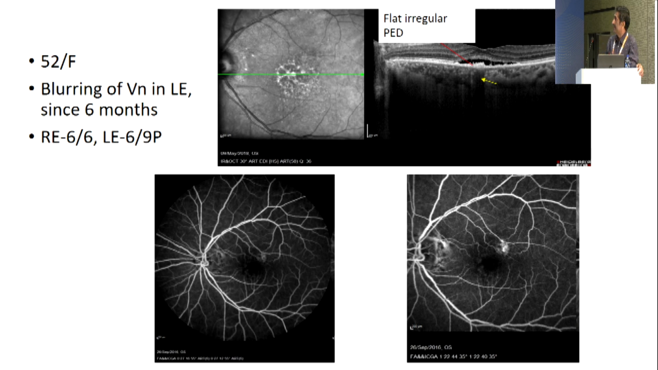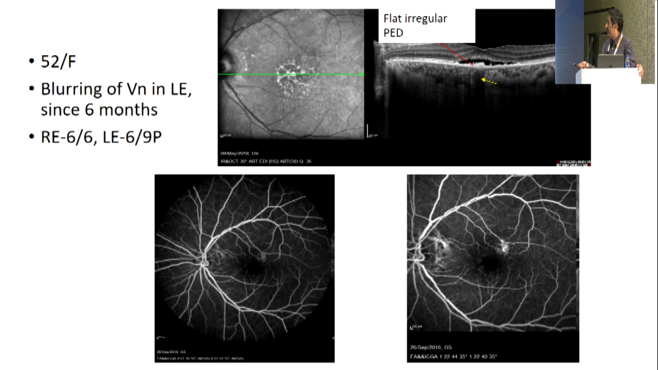And the other important group is patients with chronic CSCR who don't respond, and the fluid remains there for up to 4 to 6 months, and there's a flat irregular PED that is known as FIPED. Such patients also could harbor neovascularization, that is known as pachychoroid neovasculopathy.